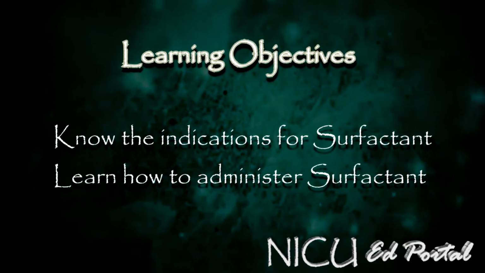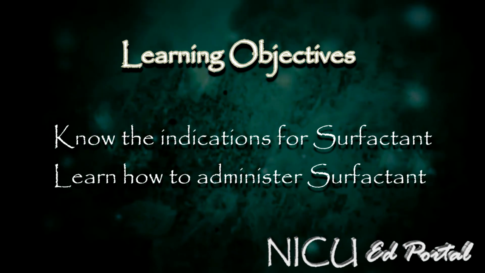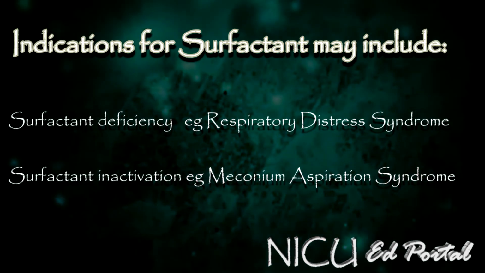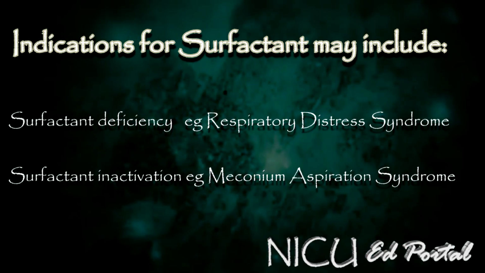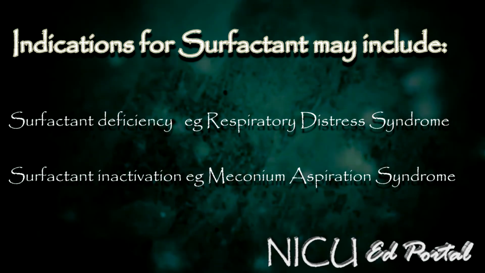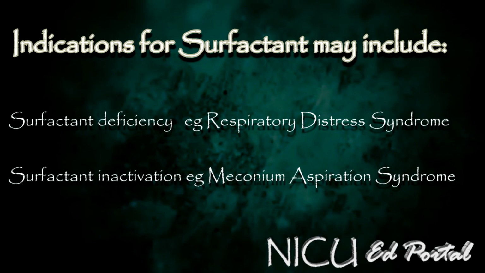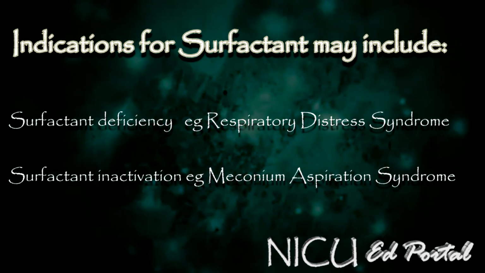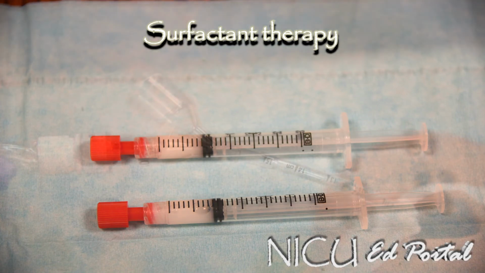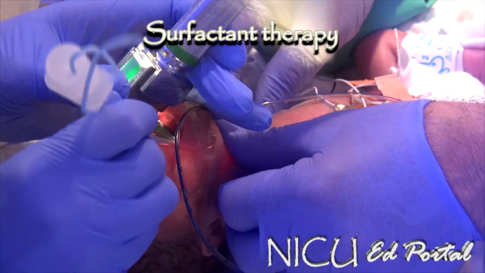The learning objectives of this module are to know the indications for surfactant therapy and to learn how to provide exogenous surfactant replacement therapy. Indications for exogenous surfactant replacement therapy include infants who have surfactant deficiency, such as preterm infants with respiratory distress syndrome, or surfactant inactivation, such as infants with meconium aspiration syndrome. Surfactant may be given as either prophylactic or as rescue treatment and is delivered via the intratracheal route.